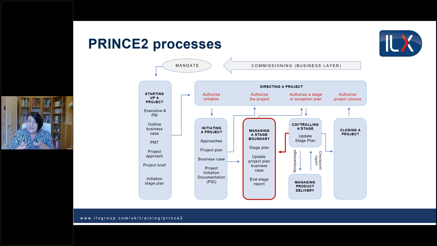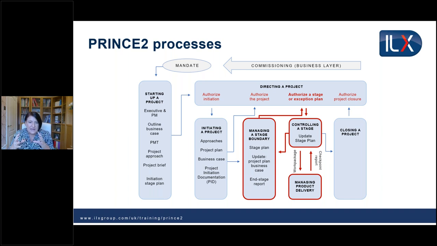But in managing a stage boundary, we would also update the project plan, the business case, and create an end stage report. And all of that is going to help the project board in directing a project decide whether to authorize you to go into that next stage. If the project board says yes, then we're back into control in the stage, giving out work packages to the team manager in managing project delivery, getting checkpoint reports back, updating the stage plan, and so on.